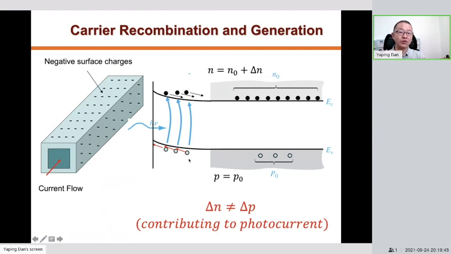Okay, because the holes are separated by the depletion region. So spatially, they are located near the surface on the other side of the depletion region, and not inside the conduction channel. The photocurrent only comes from delta N, not from delta P. That's why, when we calculate the photocurrent, we cannot assume delta n is equal to delta p. No, when we calculate the photocurrent, delta n is not equal to delta p.